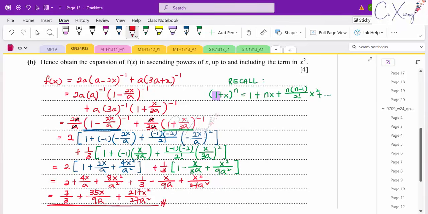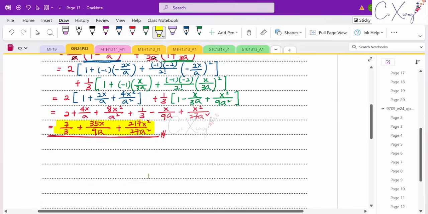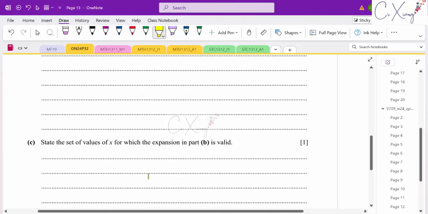Okay, so after you simplify it, this is the answer that you should get. Okay, yeah, so this is what we have. Then let's have a look at part C. Part C, they ask us to state the set of values for x when the expansion in part B is valid.